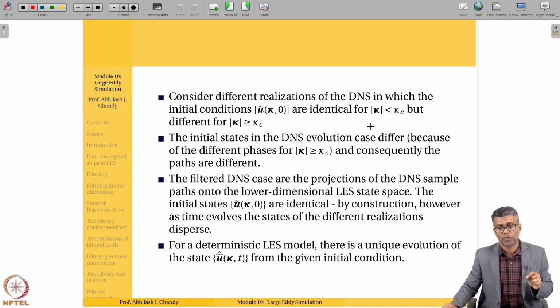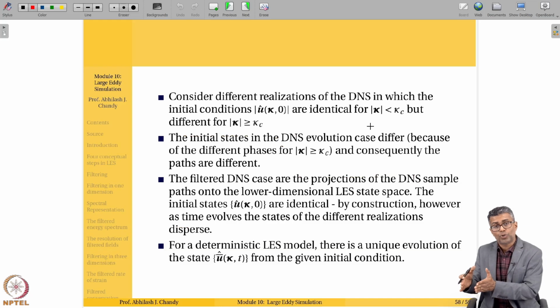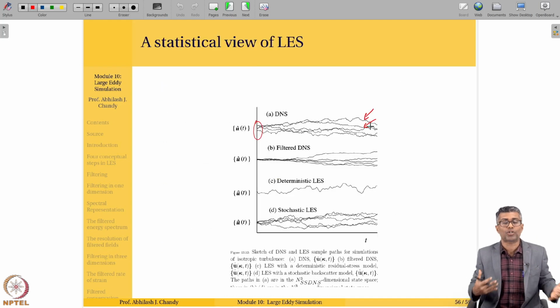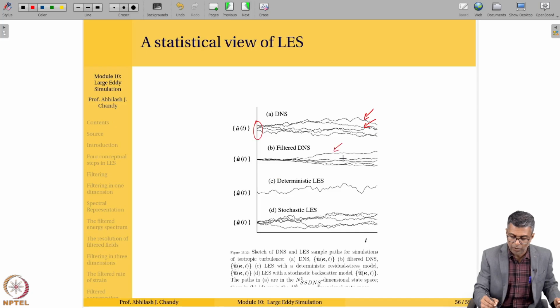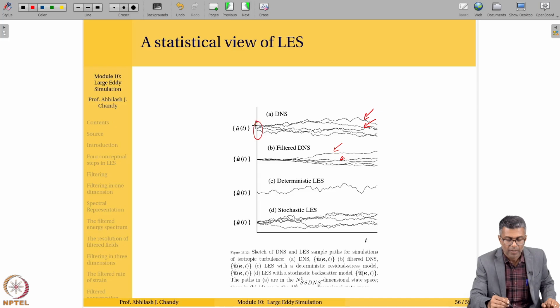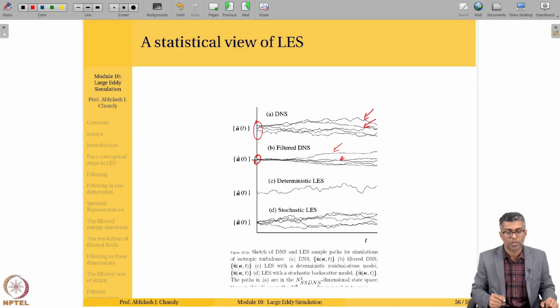The filtered DNS, on the other hand, are basically projections of the DNS sample paths onto a smaller LES grid, or state space. So the initial states are identical by construction. Why? Because you are only taking the amplitude. But as time evolves, because of the nature of turbulence, it proceeds along different paths. By the time you filter this out, those random Fourier phases just went away. The amplitudes were the same, so you got the same initial condition.